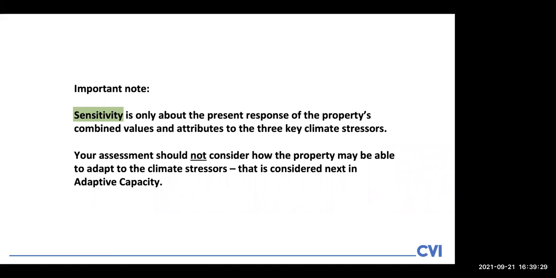It's important here again to note that this sensitivity is about the present response of the property's combined values and attributes to each of the 3 key climate stresses. You should not consider how the property may adapt in the future, because that is actually the topic of our next element. That's the adaptive capacity assessment.